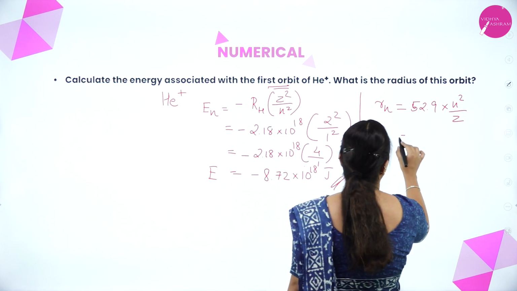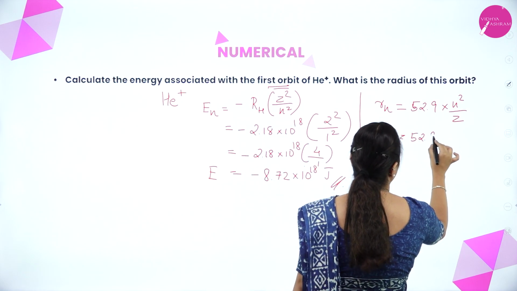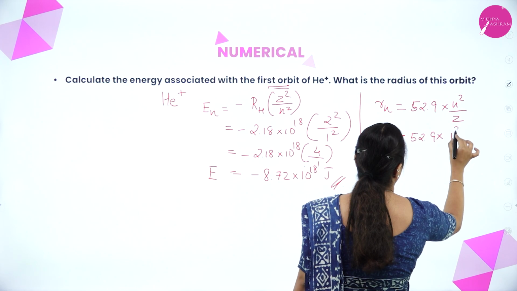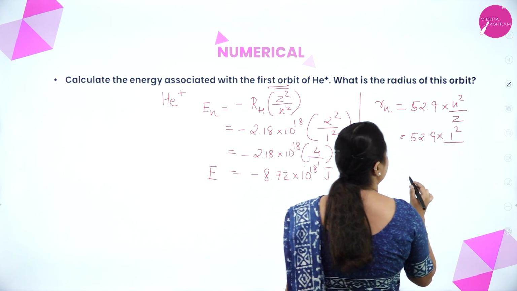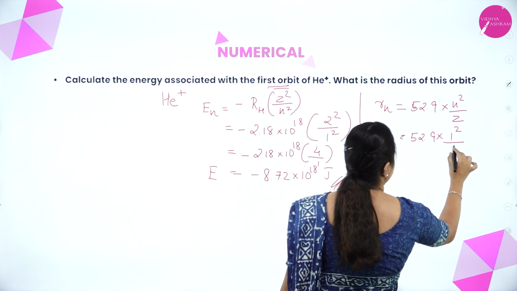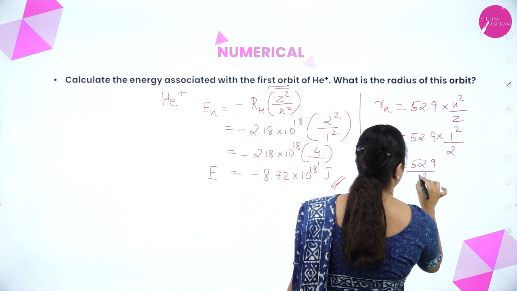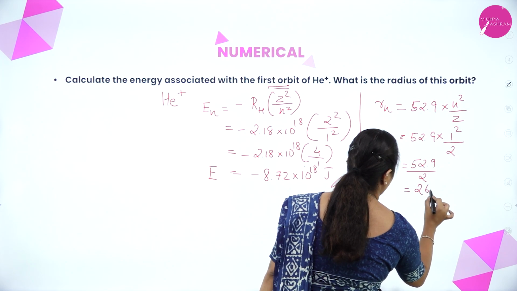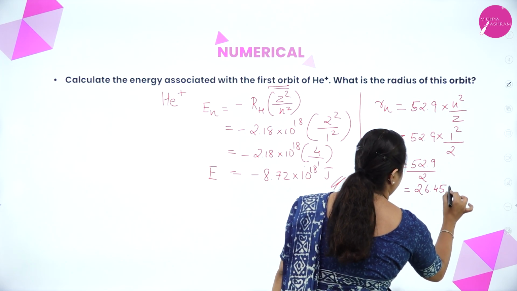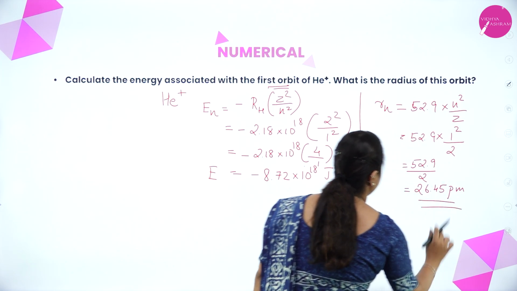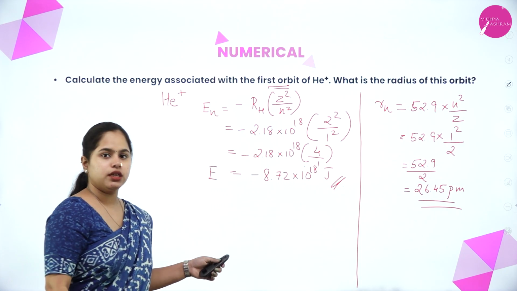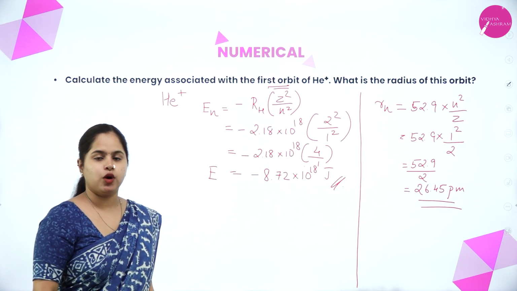Clear? So that will be 52.9 into, what is your N? 1, right? 1 square by Z. The atomic number of helium is 2. So it is 52.9 divided by 2, which will give you 26.45 picometer. Clear? So we calculated the energy as well as the radius. So I hope it is clear.